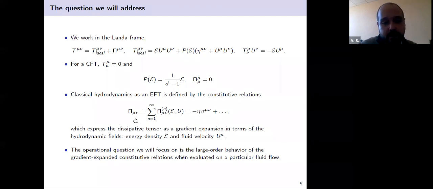So the specific question that we are going to address is, what is the large order behavior of these gradient expanded constitutive relations when they are evaluated on a particular fluid flow? The operational procedure that you have to keep in mind is that you have an experimental friend that measures a given out of equilibrium energy momentum tensor, hands it to you, and asks you, does this out of equilibrium energy momentum tensor describe relativistic hydrodynamics or not? The way we are choosing to answer that question is to find the energy density, find the fluid velocity, evaluate the constitutive relations, and check whether the dissipative tensor they predict agrees with the dissipative tensor that has been measured or not. Is there any question regarding this point?